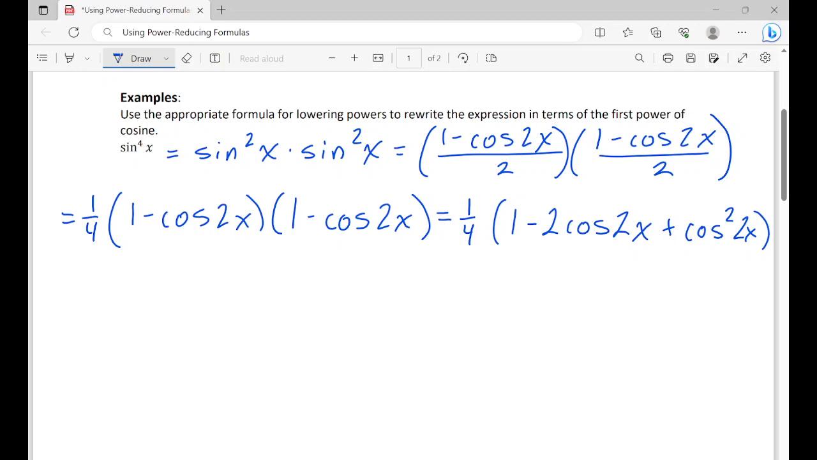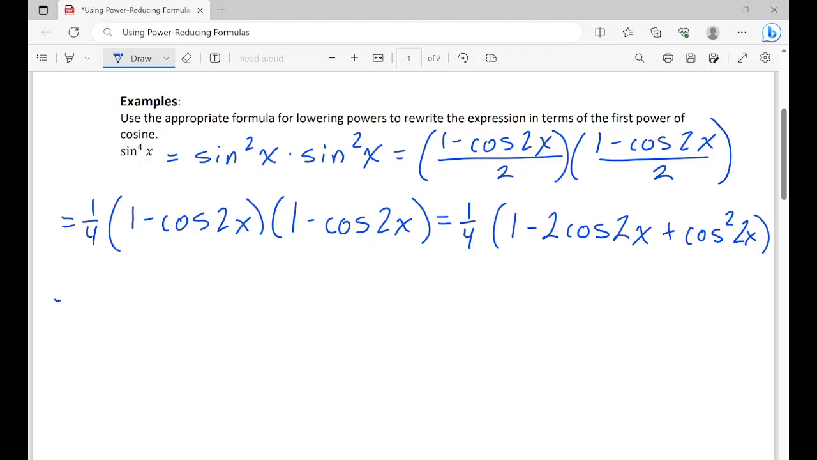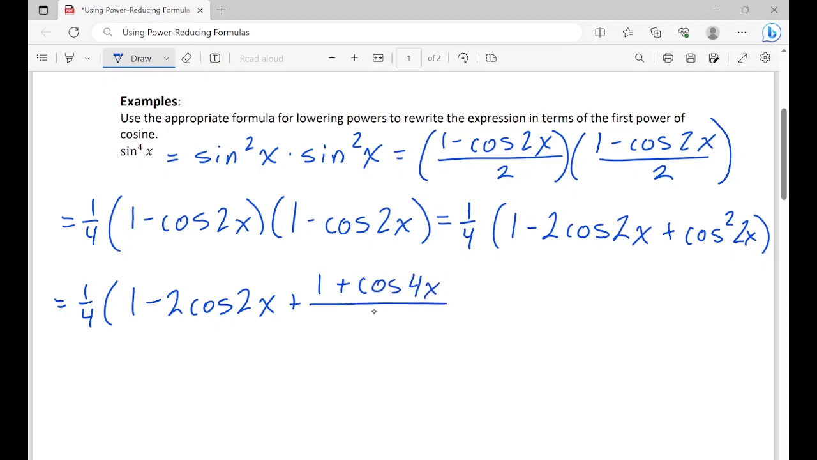And now I got a cosine 2x. I don't really have a power reducing formula for that, but I have cosine squared 2x, and I do have a power reducing formula for that: cosine squared x. Now what this means is whatever's in the x here is going to get doubled here. So since I have a 2x here, when I use this power reducing formula, this is going to become a 4x. So 1/4, 1 minus 2 cosine 2x plus 1 plus cosine 4x over 2.